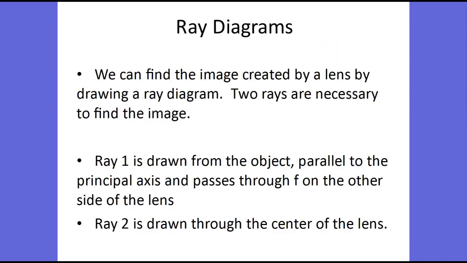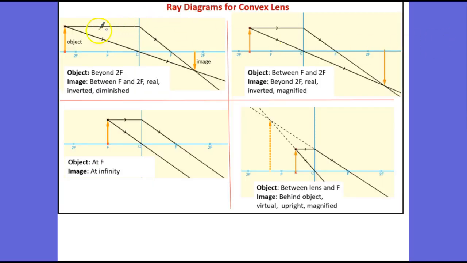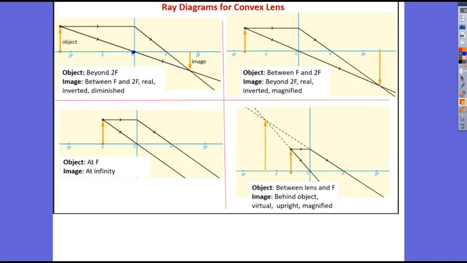Ray diagrams, we're going to do the same two rays. For convex lenses, the converging lenses, these are the 4 cases that you can have. I like to do the vertex ray for these. You can do the other one. I'll show you if you do.